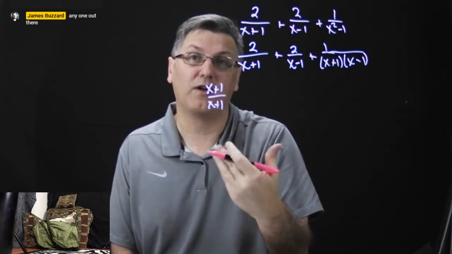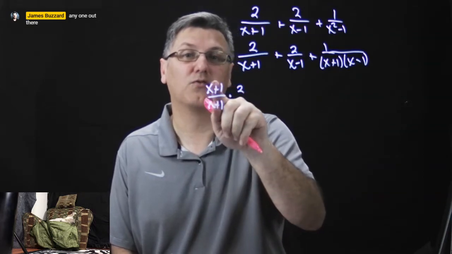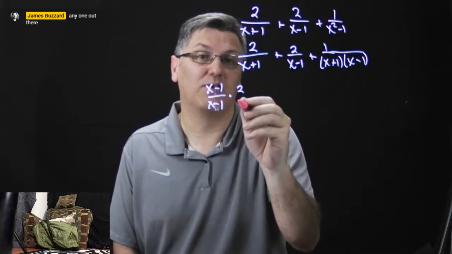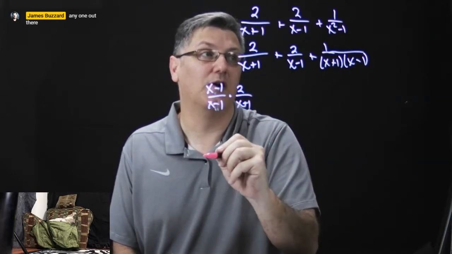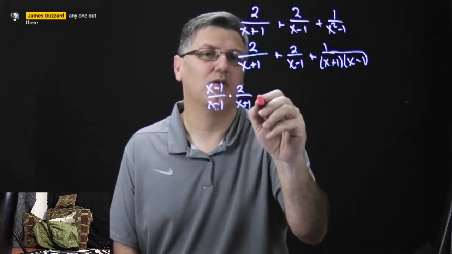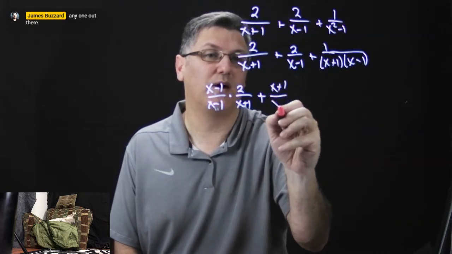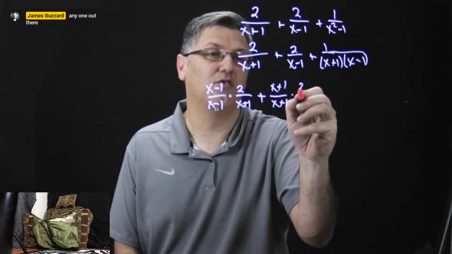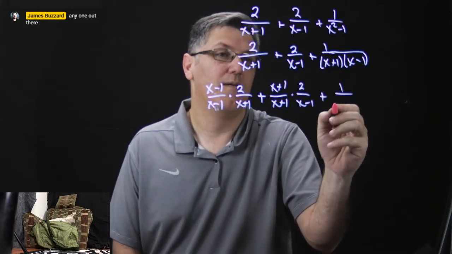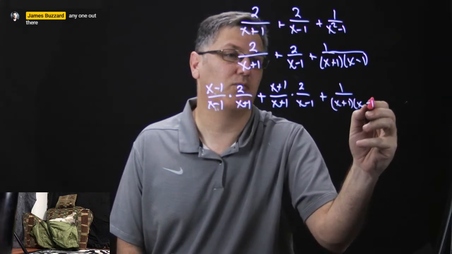Because x minus 1 divided by x minus 1 is just 1, times 2. What did I do? This one should be minus. Should be minus because it's the plus right here. X minus 1 times, I'm going to look at this one. This one's the x plus 1, so this one should be the x plus 1 divided by x plus 1 times 2 over x minus 1, plus 1 over x plus 1, x minus 1.